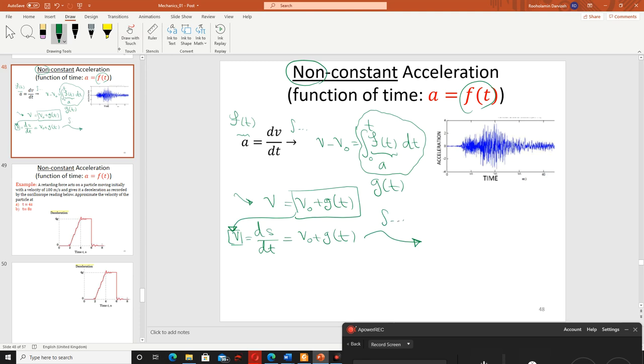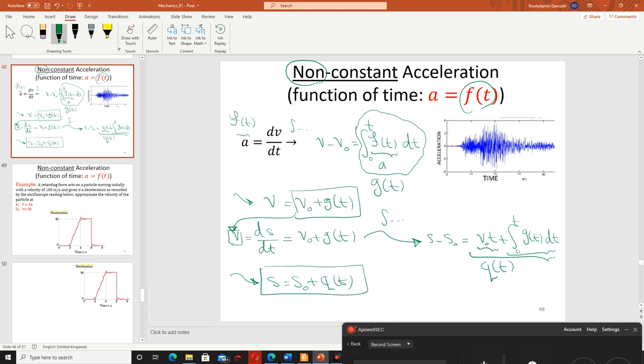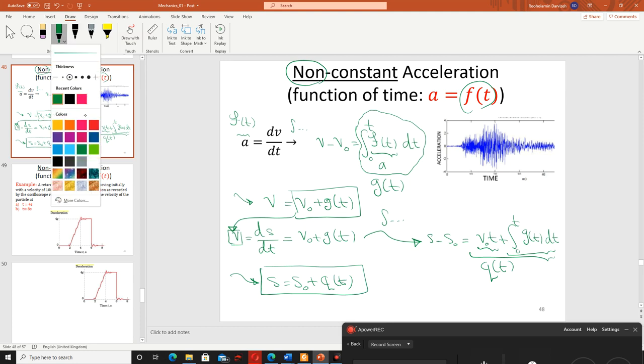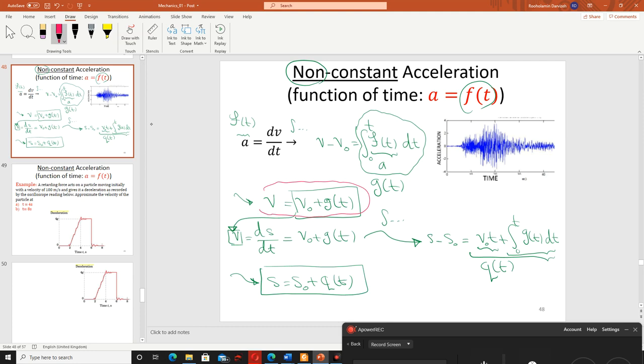Then, if you take integration, you have s minus s naught equals v naught t plus the integral of g(t). When you integrate some function of time with respect to time, the result would be a function of time. When you add it to another function of time, which is v naught t, the whole thing would be a function of time, which we call q(t). Therefore, you have s equals s naught plus q(t). Okay, then you have velocity as a function of time, and the current position as a function of time.